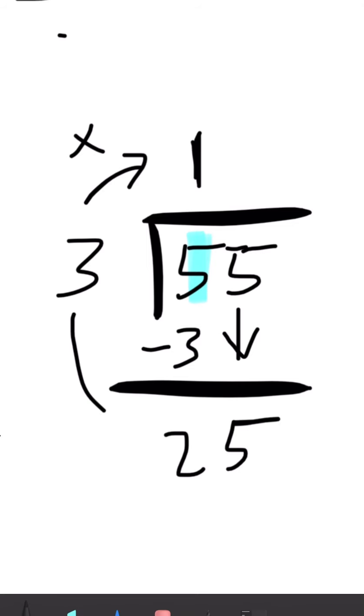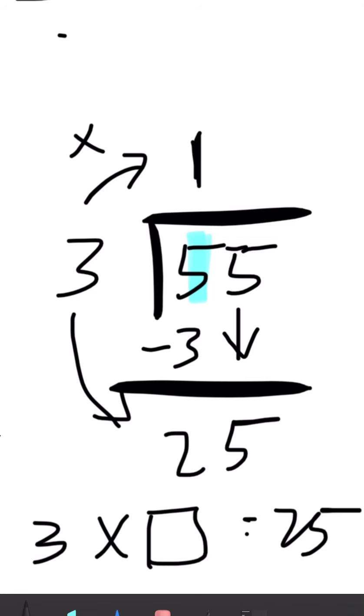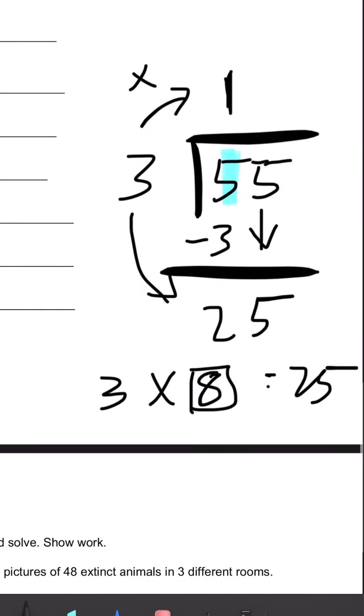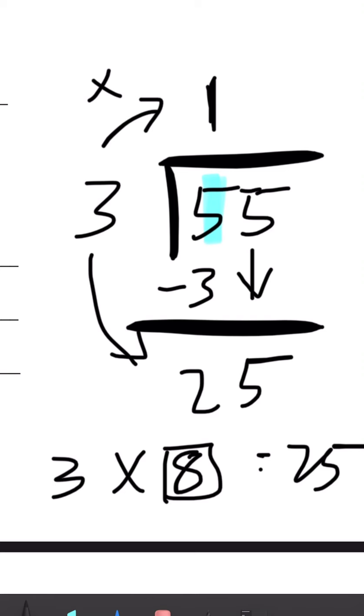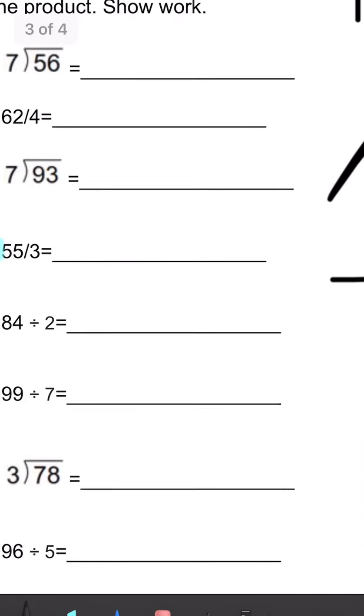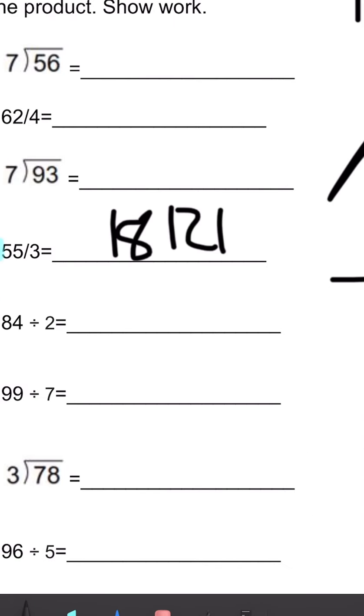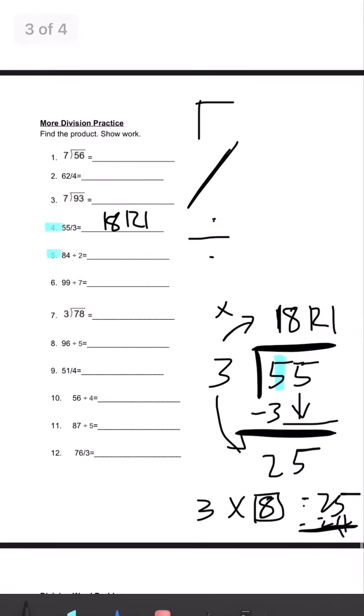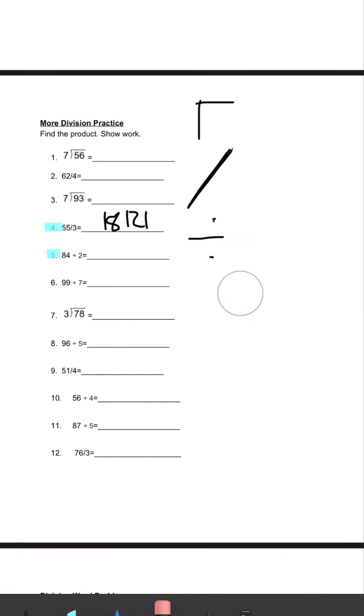Then we look over here. 3 times what gives you 25, the closest? So 3 times 8 is pretty close because it gives you 24. So over here, we'll write 8. And we'll be doing 25 minus 24, sorry. And that will give you 1. So we'll do 18, remainder 1. Okay, now we'll move on to number 5. Go ahead and erase this.